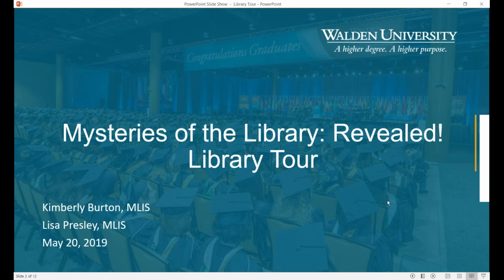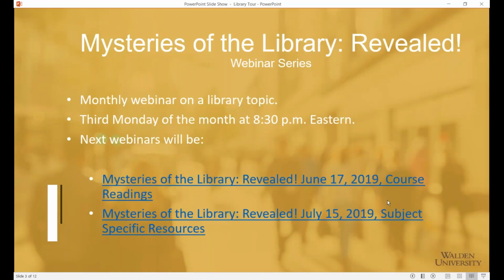Before we get into that, I just want to talk to you a little bit about our Mysteries of the Library Revealed webinar series. This is a series that the Walden Library does. We have one every month about a library topic. It is the third Monday of every month at 8:30 p.m., unless there's a holiday. And they're 30 minutes long, and we cover basic library resources and skills for the Walden Library. We have two scheduled, one for June on course readings, and that's where you'll find all the required library readings in your courses, and one in July about finding subject-specific resources.